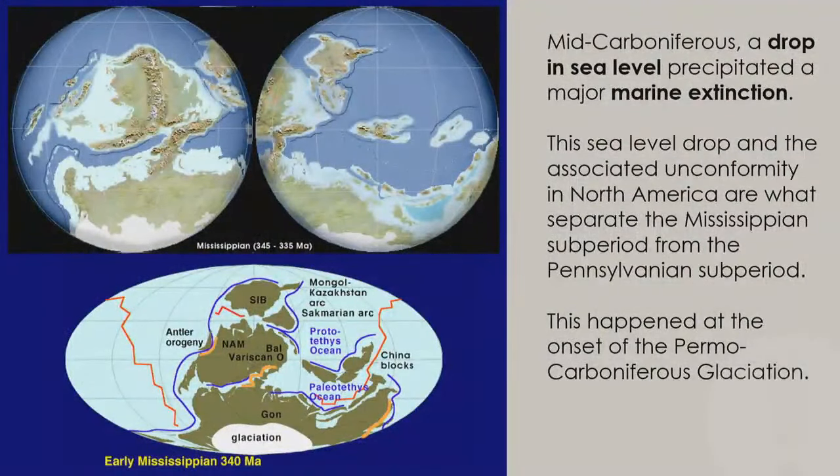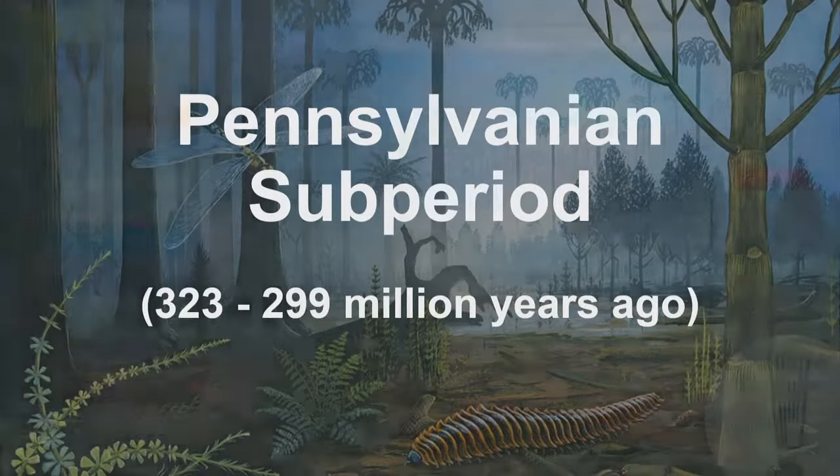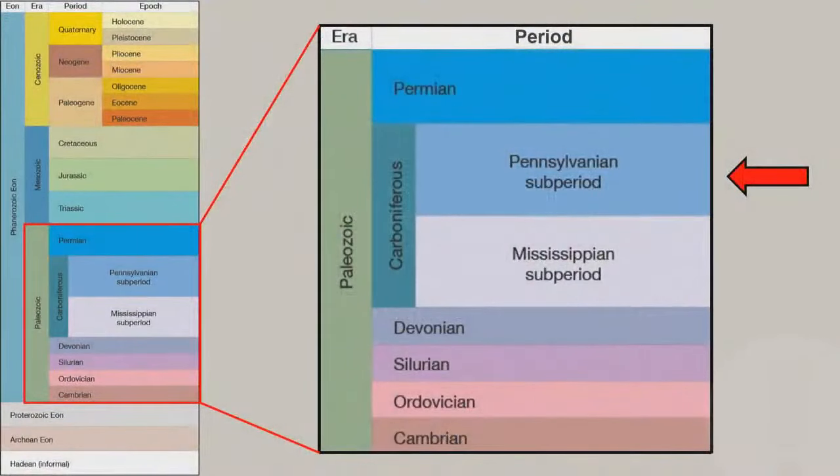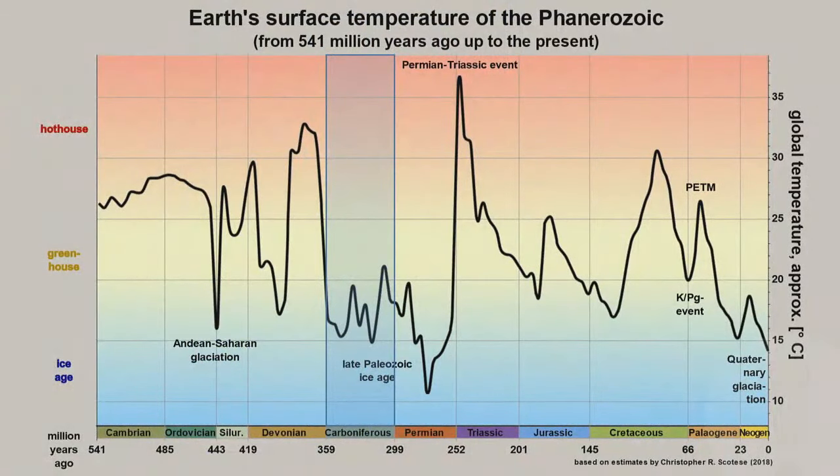In the mid-Carboniferous, you get a drop in sea level, which precipitated a major marine extinction. So now we're in the Pennsylvanian subperiod, that second subperiod of the Carboniferous. Also keep in mind, this was a time when insects were very large. You had these huge dragonflies and huge millipedes that could take out you or me. Pangaea was shaped like an O during this time. The cooling and drying of the climate led to the Carboniferous rainforest collapse. Tropical rainforests fragmented and were then eventually devastated by climate change. Glaciations in Gondwana, triggered by its southward movement, continued into the Permian.